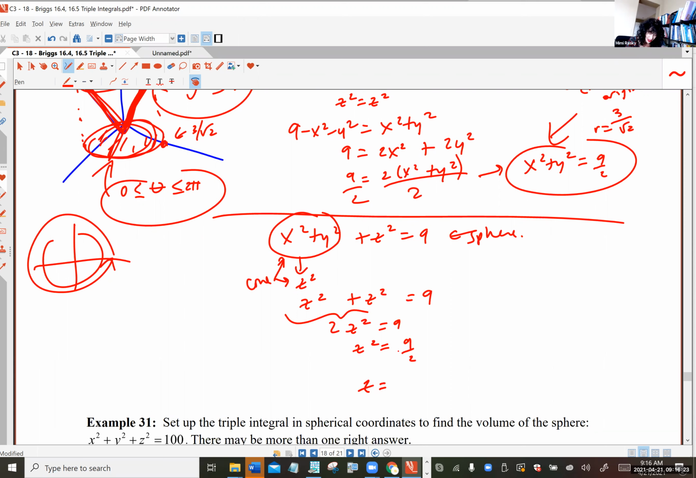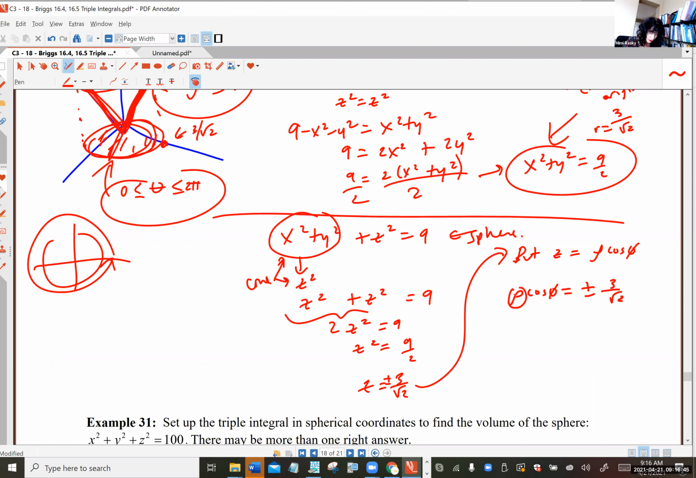So z squared equals 9 halves, fine. So z is equal to plus or minus, but we'll take the plus. And if we did the plus or minus, you'll see what's going to happen here. I'll just leave it in there. So then z is equal to rho cos phi when you use the conversion formulas for spherical. So you've got rho cos phi has to equal plus or minus 3 over square root of 2.